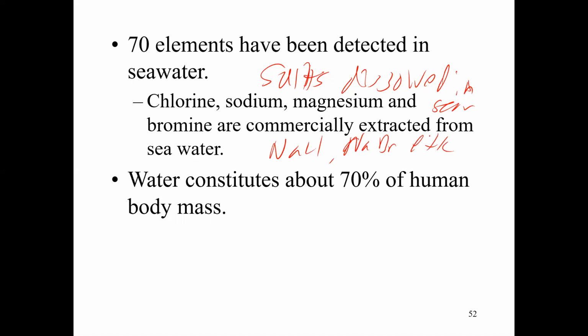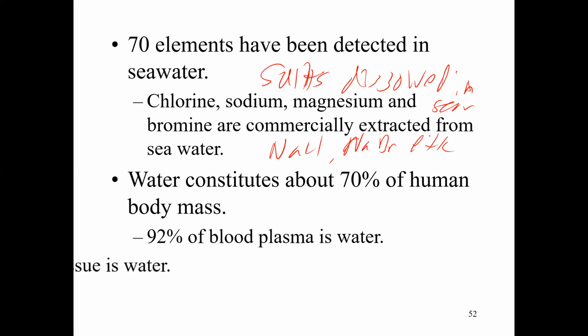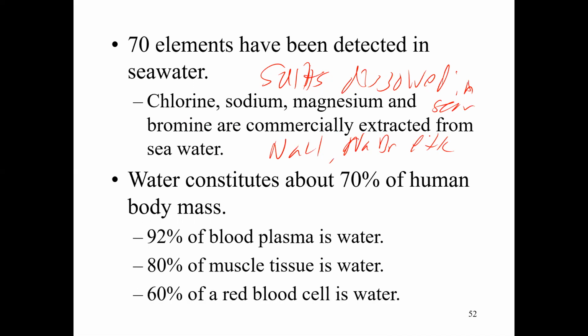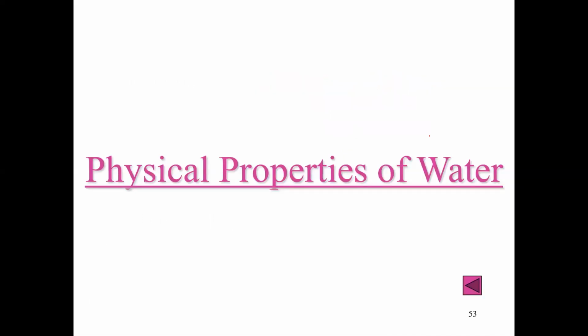Water constitutes about 70% of the human body mass. 92% of the blood plasma is water. 80% of muscle tissue is water. 60% of a red blood cell is water. And so water is very, very important for the chemistry of the body.